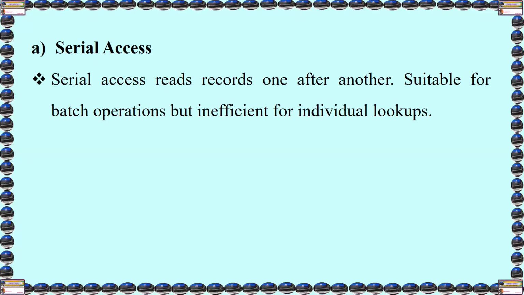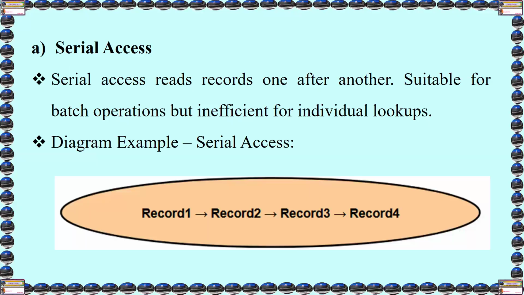Serial access reads records one after another. It is suited for batch operations, but it's inefficient for individual lookups. For example, you can see you have record one. So you access the first record, then you move to the second record, then the third record, and lastly the fourth record. So if you are retrieving, for example, that record, you have to pass through record one, then record two, before you access record three.